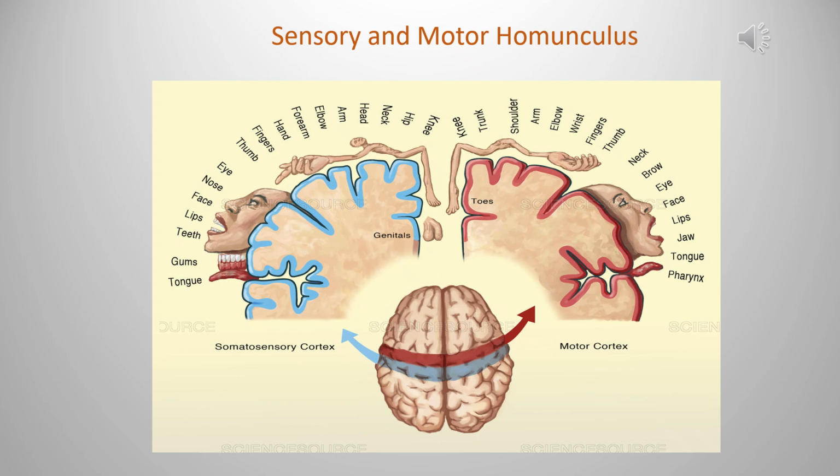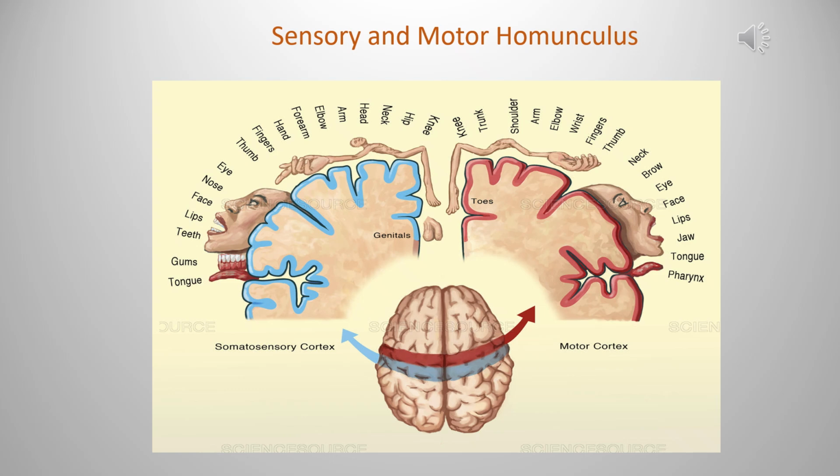So notice that we have a large area given again to the fingers and thumbs, and also a large area given to the face. Well, we have extraordinary abilities with our hands. Therefore, a large area of the motor cortex is devoted to the hands and the fingers. Also, our facial expressions are a big part of our communication.